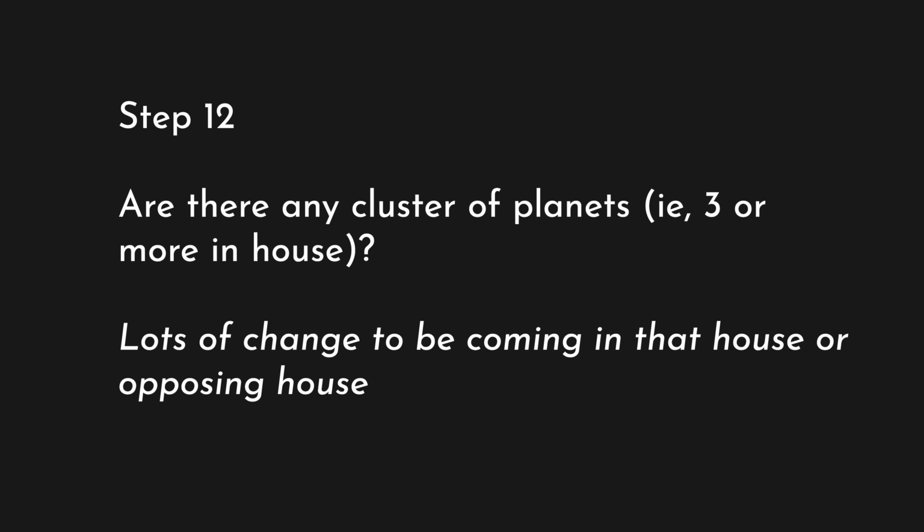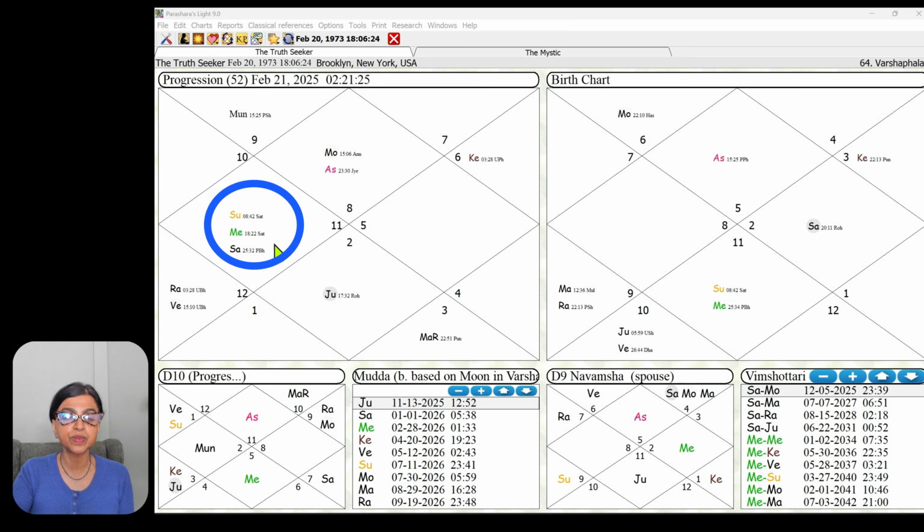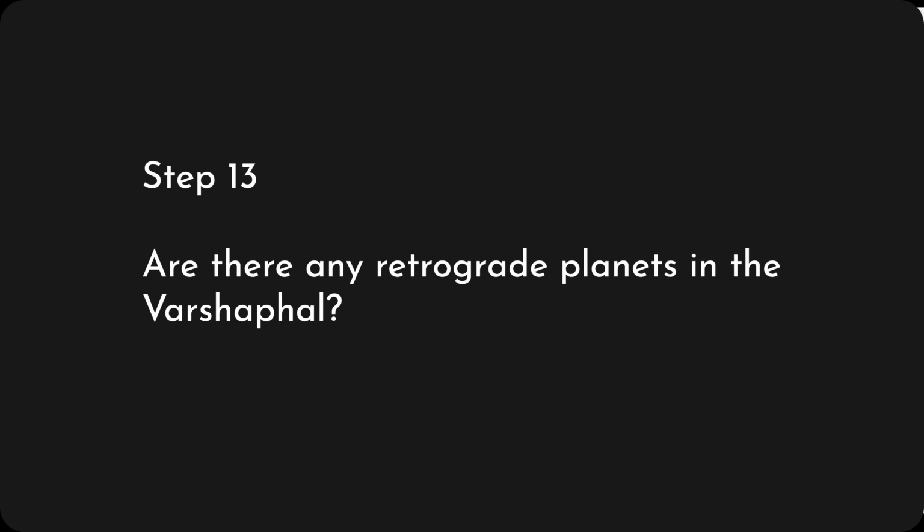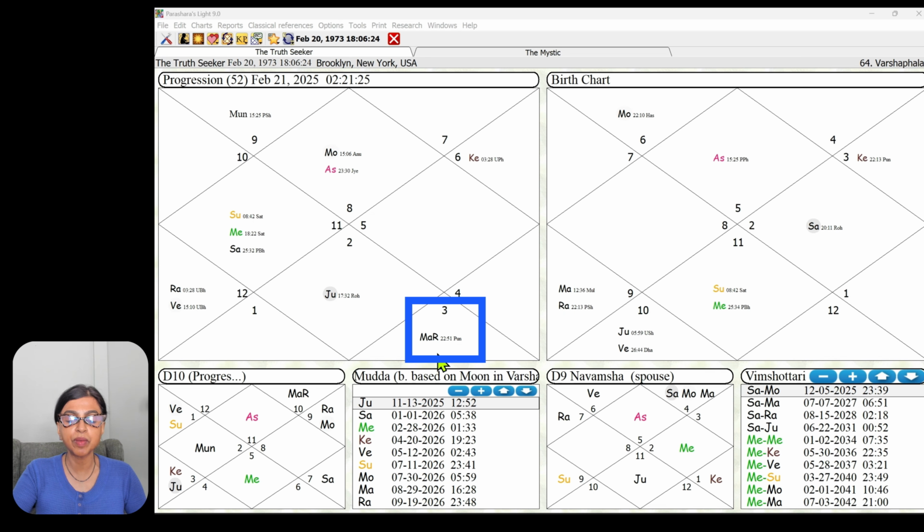Step number 12 is look for a cluster of planets. Anytime you see a cluster of planets in the Varshaphal, you can bet on the change coming from that house or the house that's exactly opposite. You can see here in the 4th house, we have 3 planets. It's looking directly at the 10th house. Again, we are telling the 4th house, 10th house story. Point number 13 is retrograde planets. And we can see here Mars is retrograde. It rules the 6th house and the ascendant.